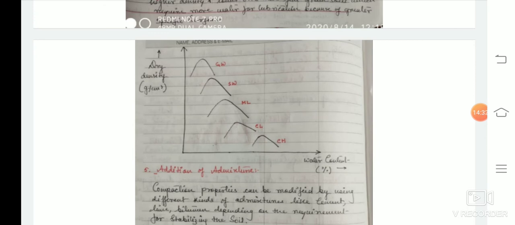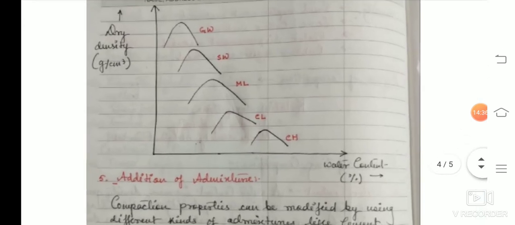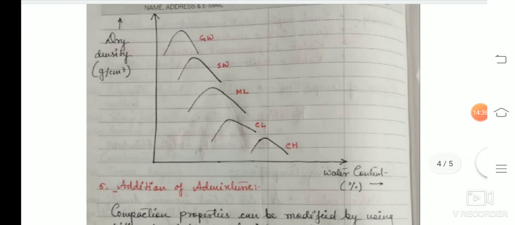Higher density can be achieved at lower water content in the case of well-graded gravel. GW stands for well-graded gravel, as you have already studied in Soil Mechanics 1, how the nomenclature of the soil is done. GW stands for well-graded gravel, SW for well-graded sand, ML for low plastic silt, CL for low plastic clay, and CH for high plastic clay. So for well-graded gravel, higher density can be achieved at lower moisture content.